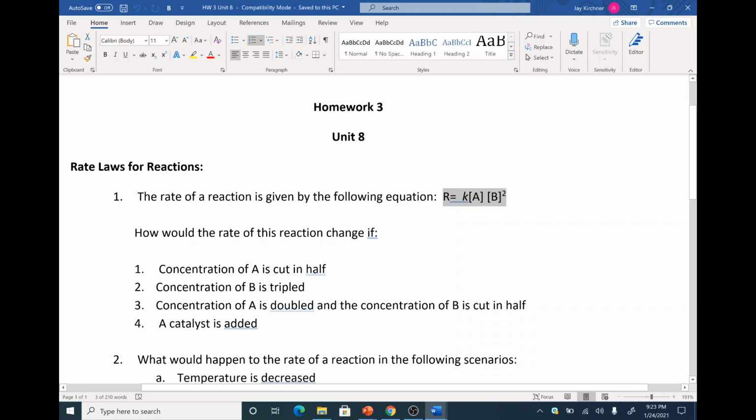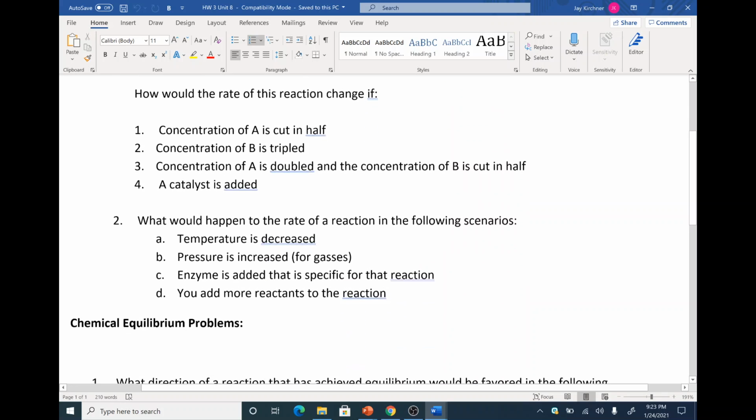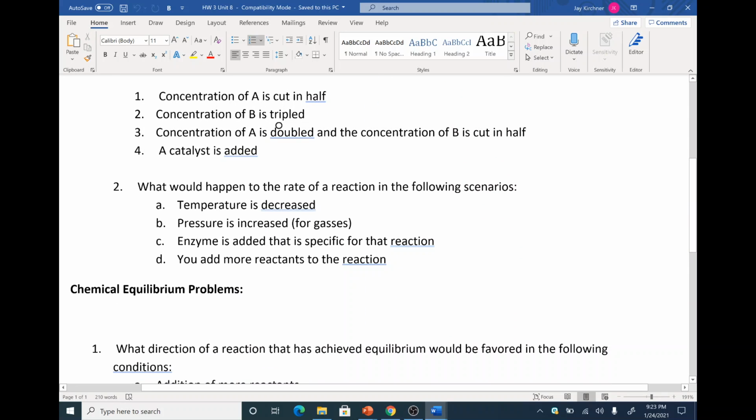But now, let's make this 1. But now let's triple B. So 1 times 1 squared is 1. But now we make B 3, we have 1 times 9, so we go up 9-fold. So take your 3 times what it was before and just square it. 3 squared is 9. If A is doubled, the concentration of B is cut in half. Well, this is 2, and now this is 1/2 squared, which is 1/4, so that would be 1/2. So if you want to do that on the board, that would be great.